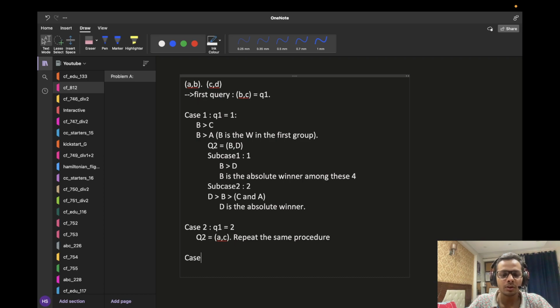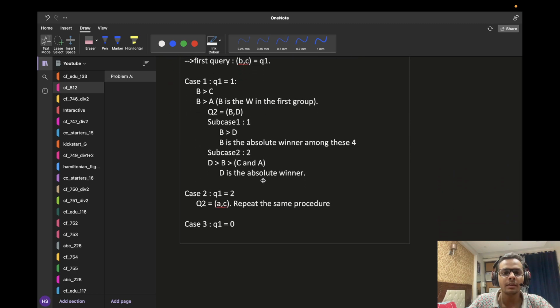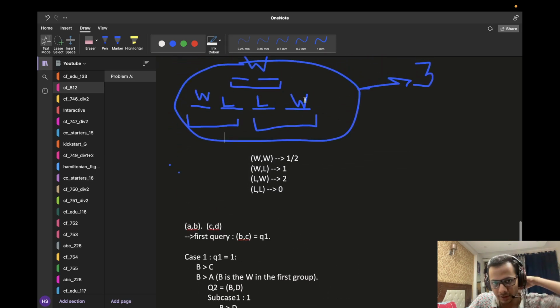And now case 3 is much more simple. It's when Q1 is equal to 0. Now you know that Q1 equal to 0 only happens in the second case. That means both of them are losers. So we know that both B and C are losers. So simply find the result of AD, right? Because we know that A is the winner here and D is the winner here. So both A and D will be competing next. So we can simply ask for the winner of A and D, and that will be the absolute winner, right?